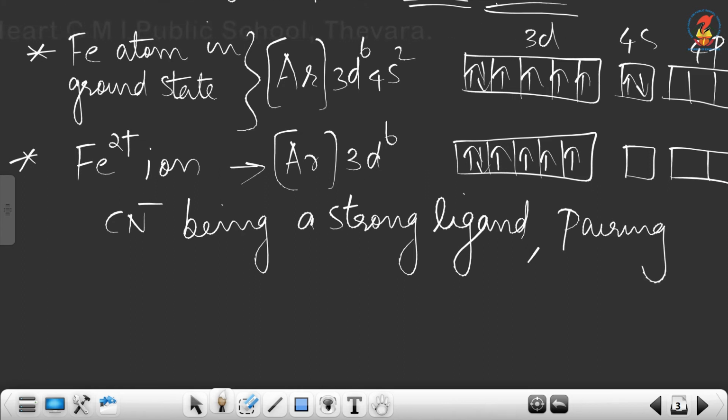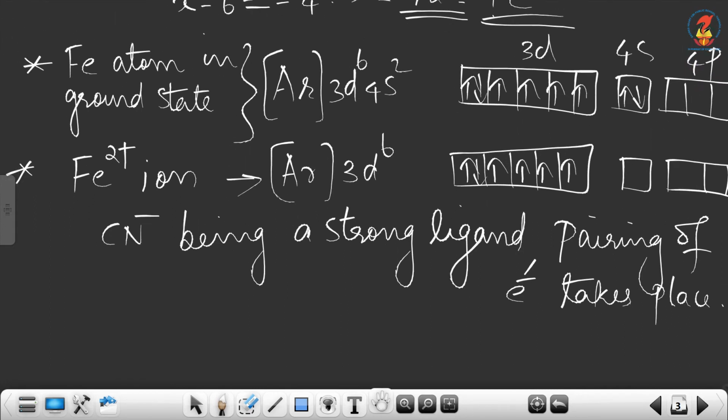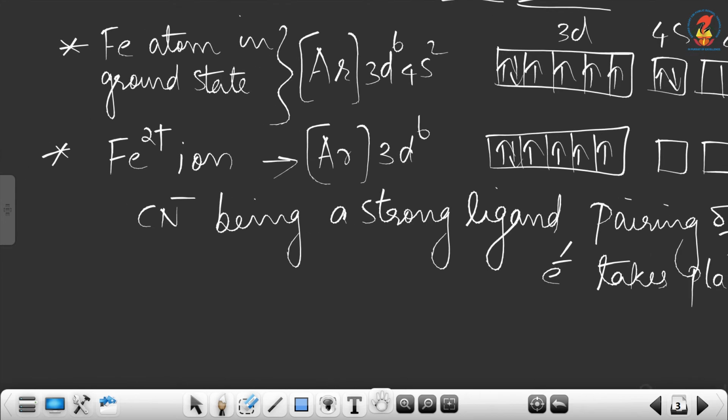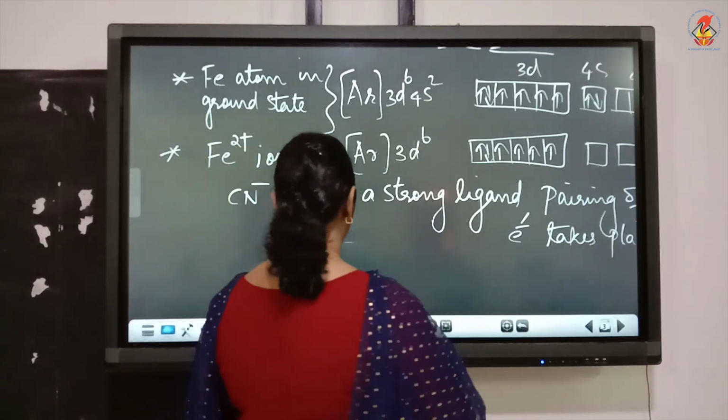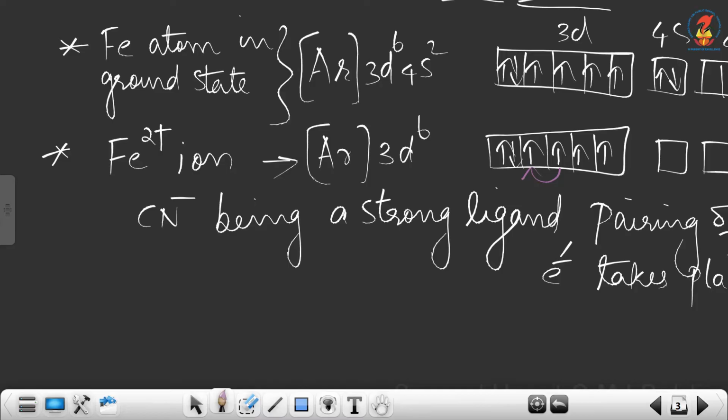Pairing of electrons takes place. Okay, now next you have to write which hybridization. So pairing takes place means how is that pairing taking place? This will jump to this orbital, this is vacant, now both will jump to this orbital.